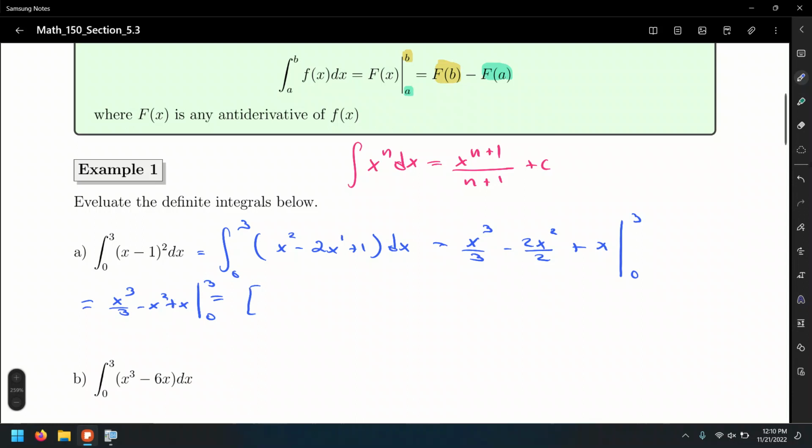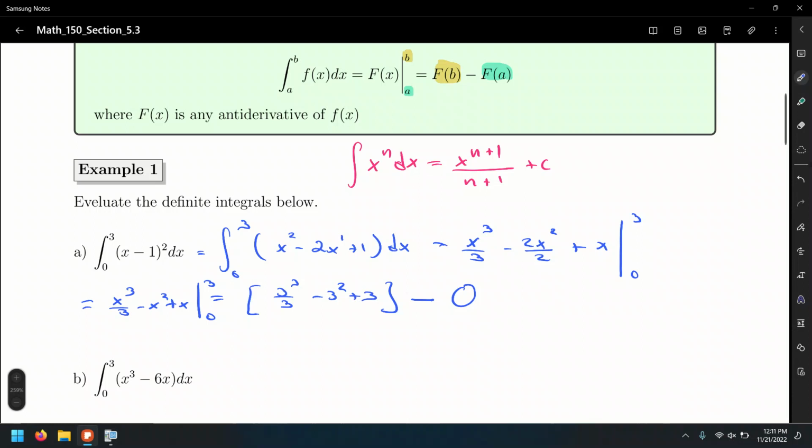And this is going to be 3 cubed over 3 minus 3 squared plus 3, minus... here's something that it's fine to do. Do you notice how evaluating at 0 for all these terms is going to give us 0? So in this case, you might want to write down just a big 0. You don't need to write down 0 cubed over 3 minus 0 squared plus 0, because everything is going to get zeroed out when we evaluate at 0. So this notation is acceptable, right?